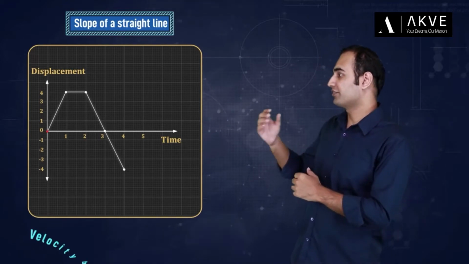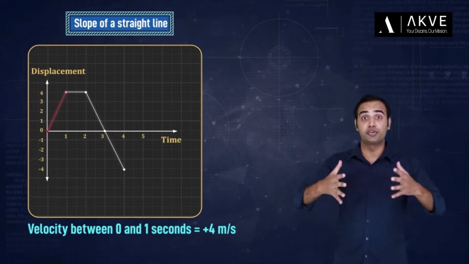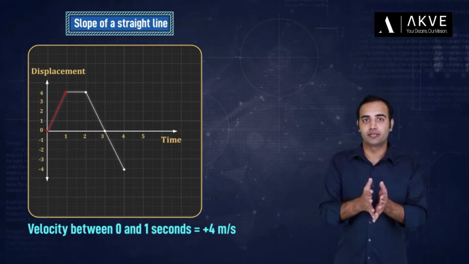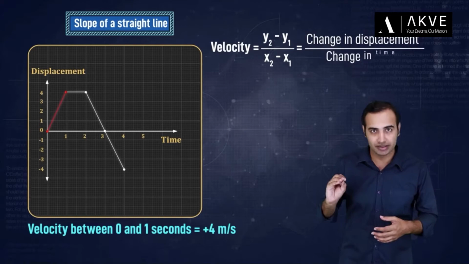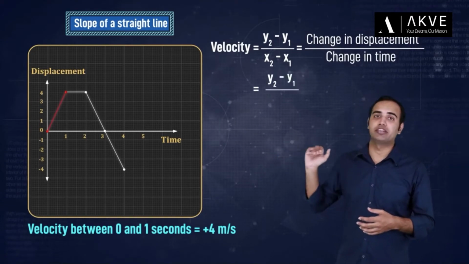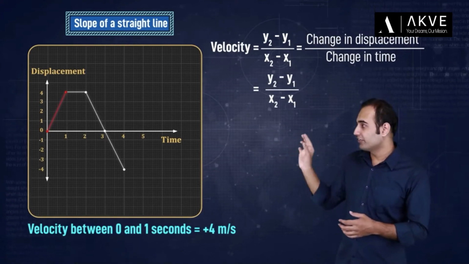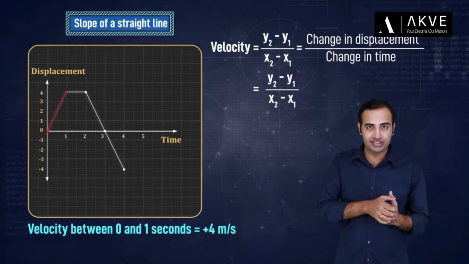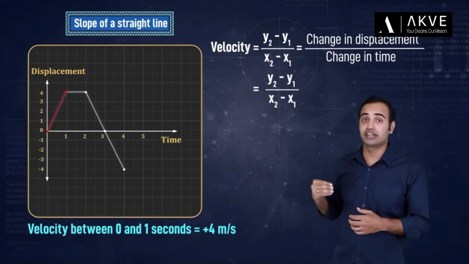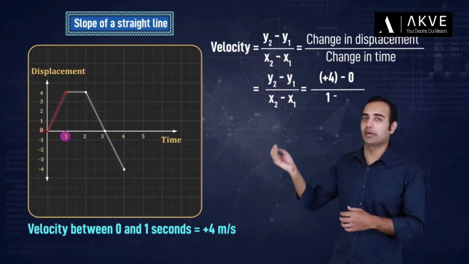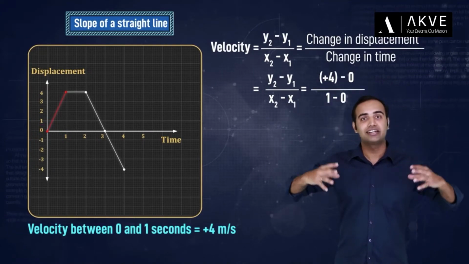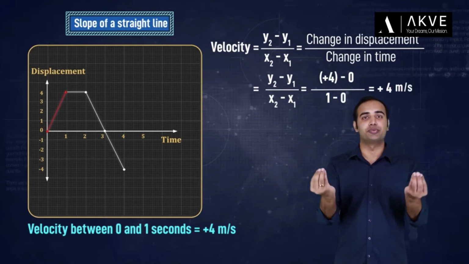So the velocity for the first 1 second time interval is 4 meters per second. Now, how do we get it? Well, we simply use the formula velocity is equal to change in displacement divided by change in time, which is nothing but y2 minus y1 divided by x2 minus x1. Now, in the first 1 second time interval, you can see that the change in displacement can be written as 4 minus 0 and the change in time can be written as 1 minus 0. So from here, we directly get the value of velocity as 4 meters per second.